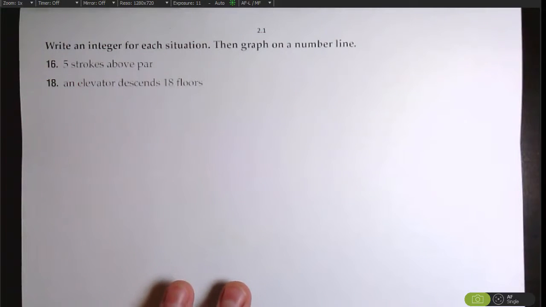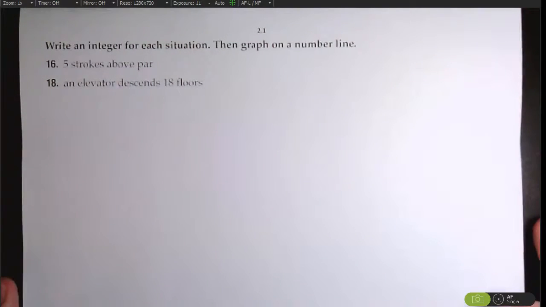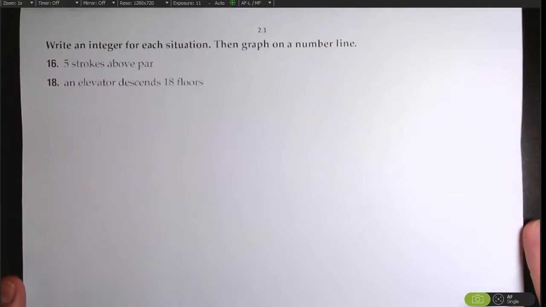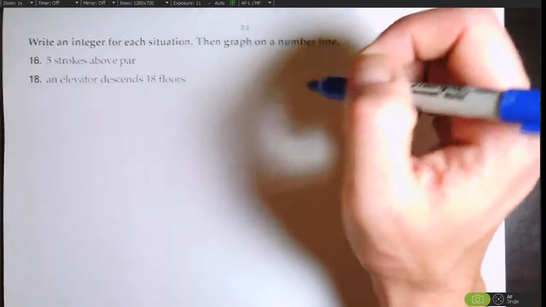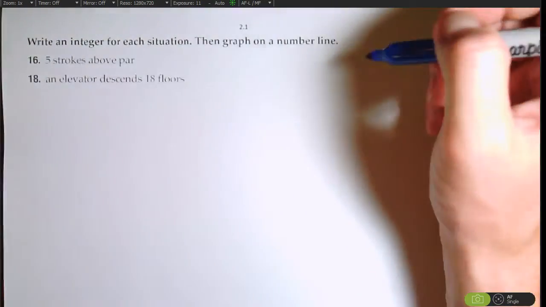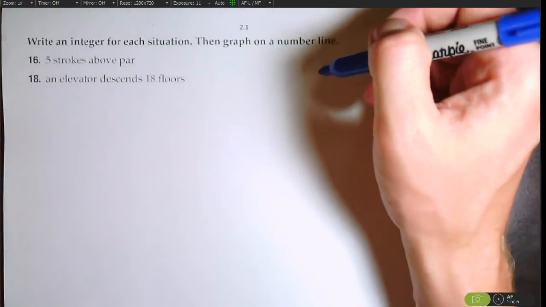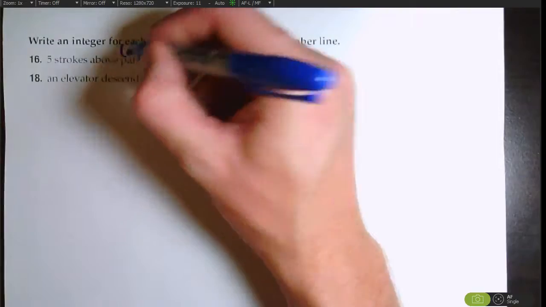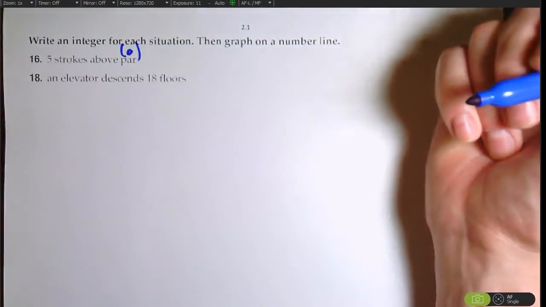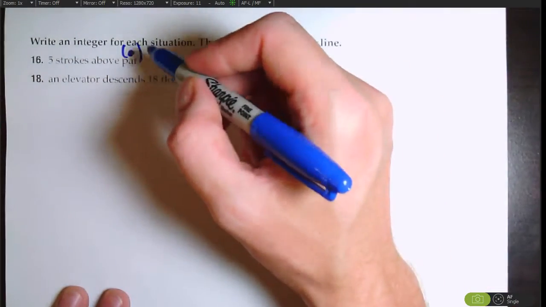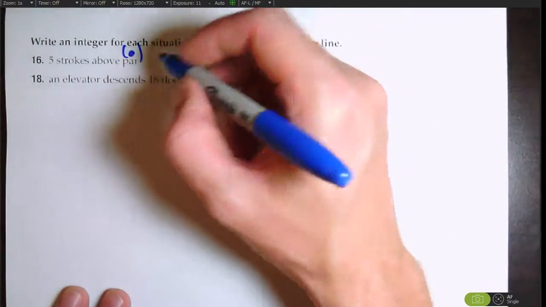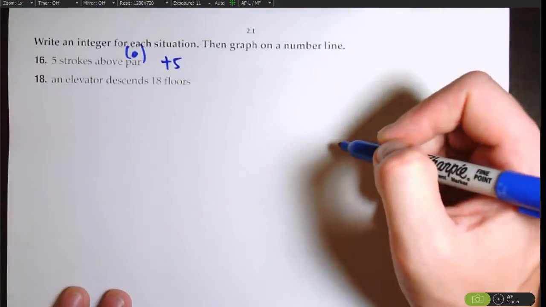Okay, so here are some problems for section 2.1. Number 16 says, write an integer for each situation and then graph on a number line. For this, when it's just single numbers, we'll make the graphs pretty simple. But we're 5 strokes above par. Now you have to know that par is 0 in golf. That means you did what you're supposed to do and hit it in the number of times you're supposed to. It says 5 strokes above par, which means more than it. So that would be a positive 5 for number 16.